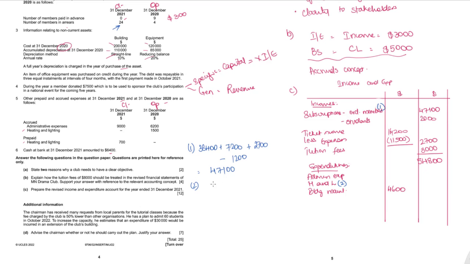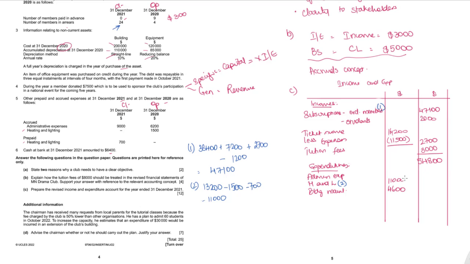Heat and light 13,200. Accruals at the end is 0. Accruals at the opening is 1,500, so minus 1,500. Prepaid at the end is 700, so minus 700, and no prepaid at the beginning, so 11,000.